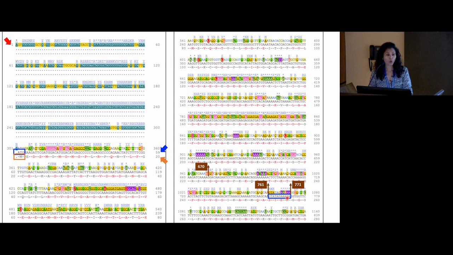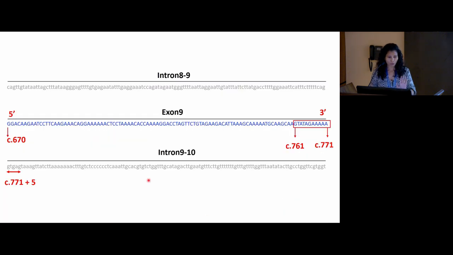But since it is a coding DNA sequence, we will not be able to see the intronic sequence. To make it simple, I have drawn this diagram. Here is exon 9, and this is the deletion happening at the 3' region. This is the start site of the deletion at the level of coding DNA, 761, and this is the end site of the coding DNA at the level of the exon, not the intron.